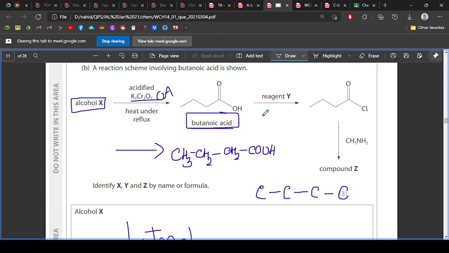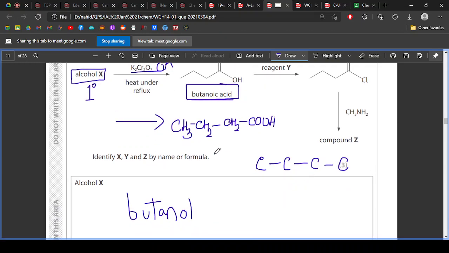I guess tertiary. No, tertiary alcohols cannot be oxidized. Remember, tertiary alcohols cannot be oxidized. 2-degree alcohols directly give you ketone, and 1-degree alcohols will give you aldehyde, which then gives you carboxylic acid. So alcohol X must be a 1-degree alcohol. Is that fine? Yes or no?